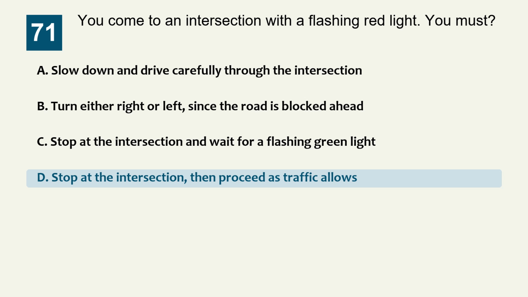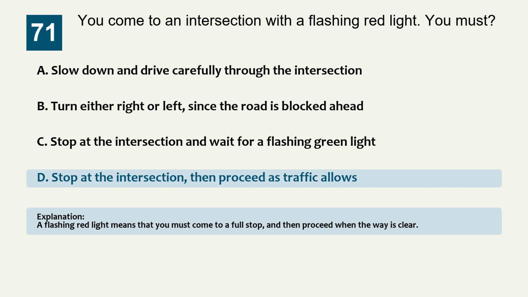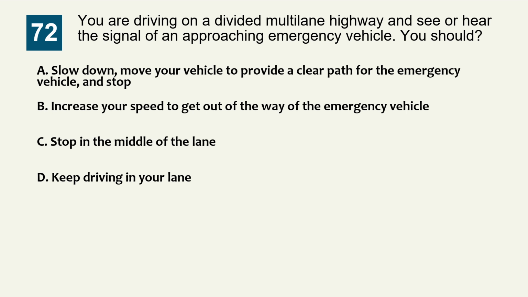The correct answer is option D. Stop at the intersection, then proceed as traffic allows. A flashing red light means that you must come to a full stop and then proceed when the way is clear.